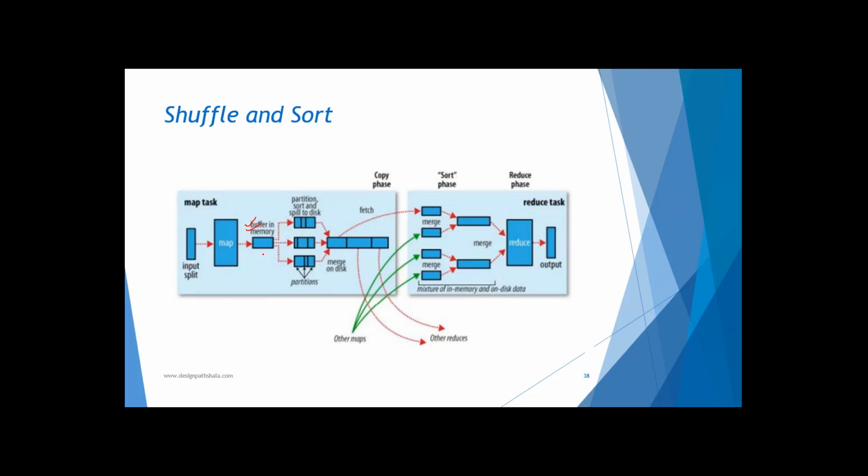So basically the mapper output is stored in the buffer. As soon as the buffer reaches 80% of the memory, which is the default configuration, this buffer is spilled onto the local disk. There is a local node disk where this mapper instance, the mapper JVM, is running.